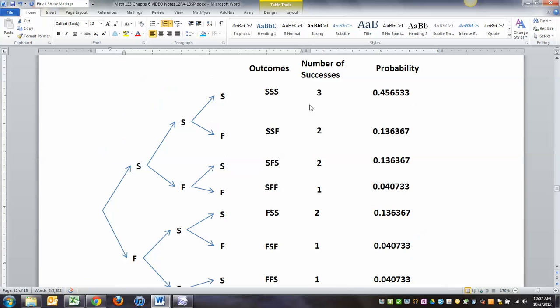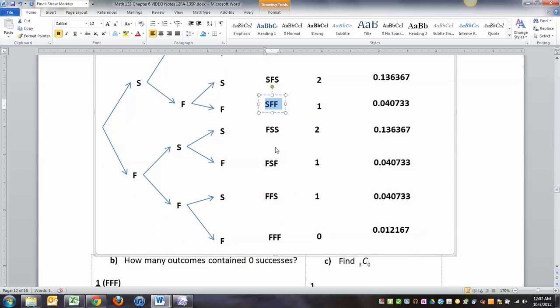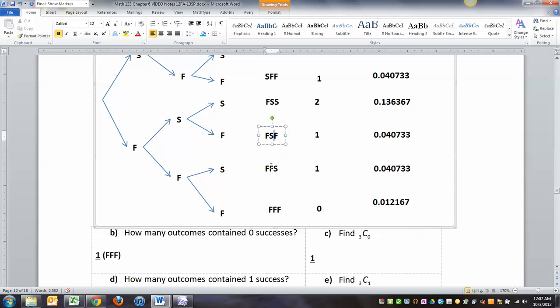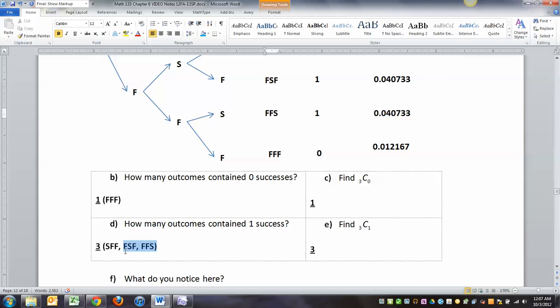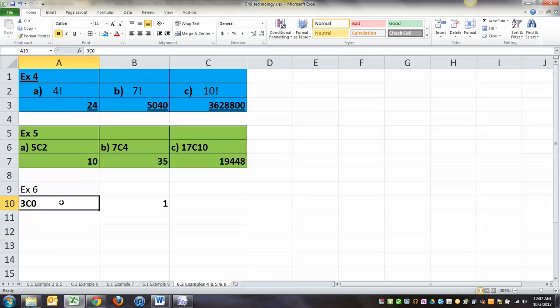All right, now back here, how many outcomes contain 1 success? Okay, well, that was 3 of them, right? There was this one right here, SFF. Then there's this one right here, FSF. And then there's this one. So there's 3 of them. Now, for the fun of it, let's go find 3, choose 1. Oh, and I suppose this was part C.